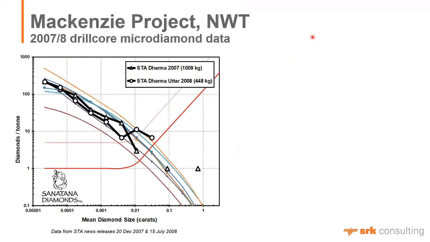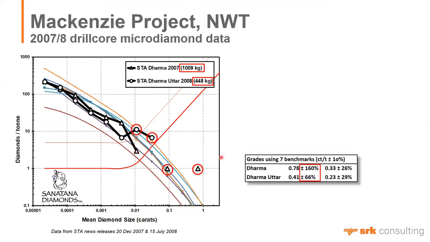We can go to an exploration project. This was the Mackenzie project in the Northwest Territories. It was explored by Sanatana Diamonds at the time. Look at the sample sizes here. In 2007, they collected a ton of microdiamonds from the Dharma kimberlite, which was then discovered, and 450 kilos from Dharma Uttar. In 2008, this is the public domain, the microdiamond data became available.